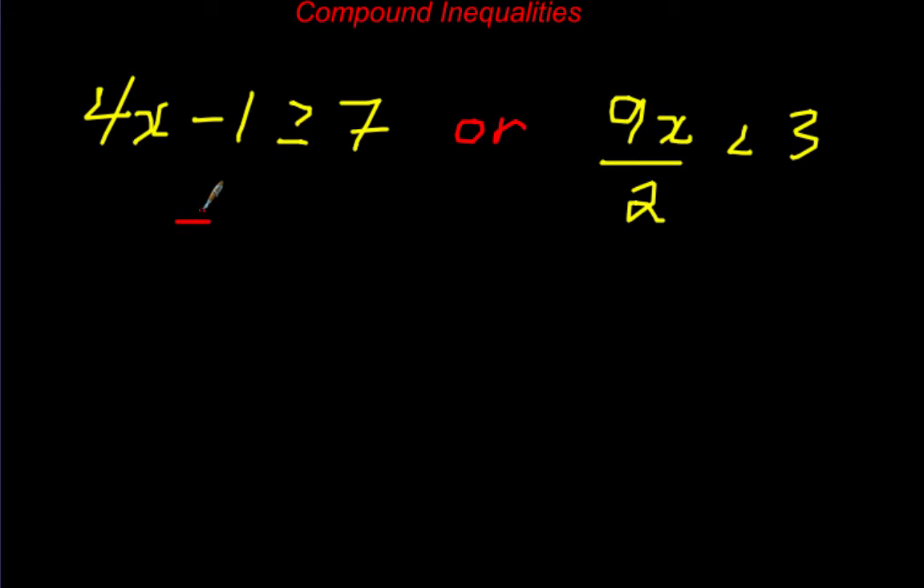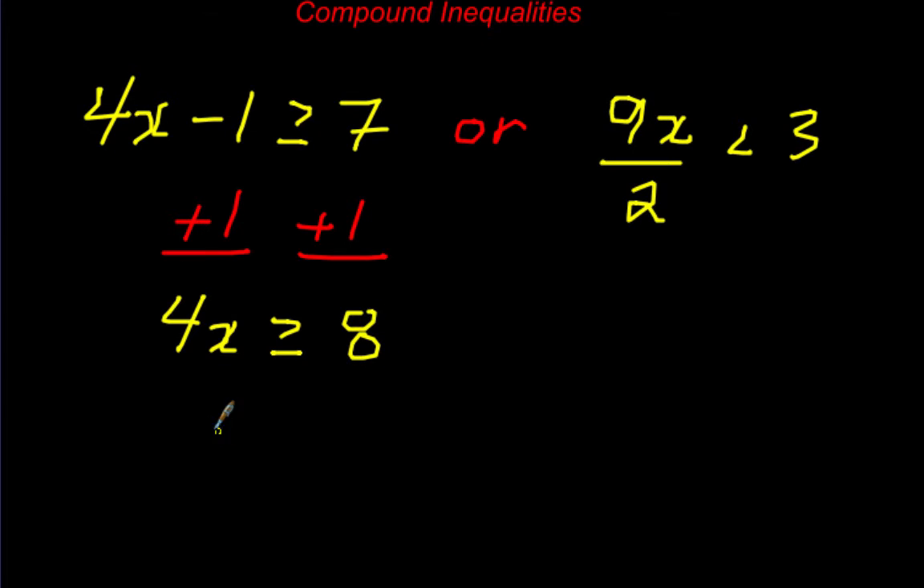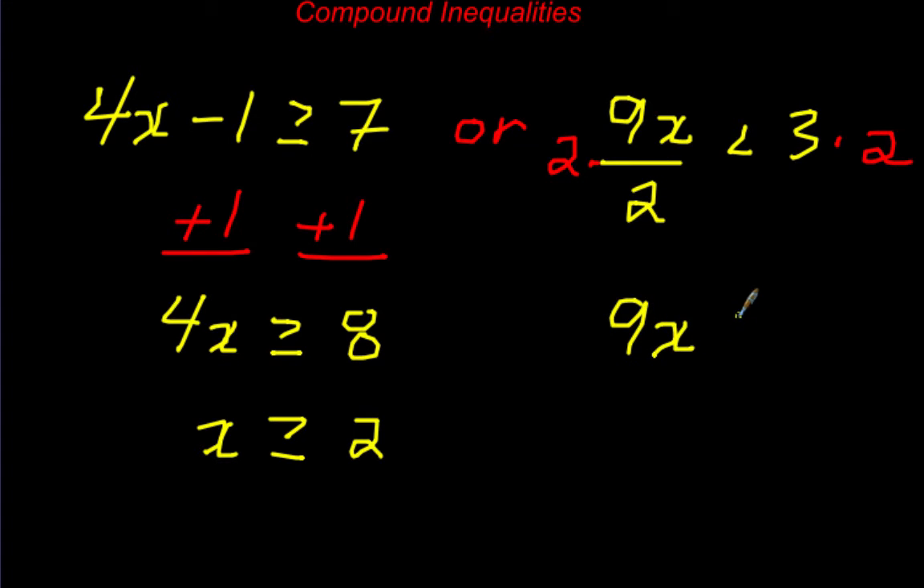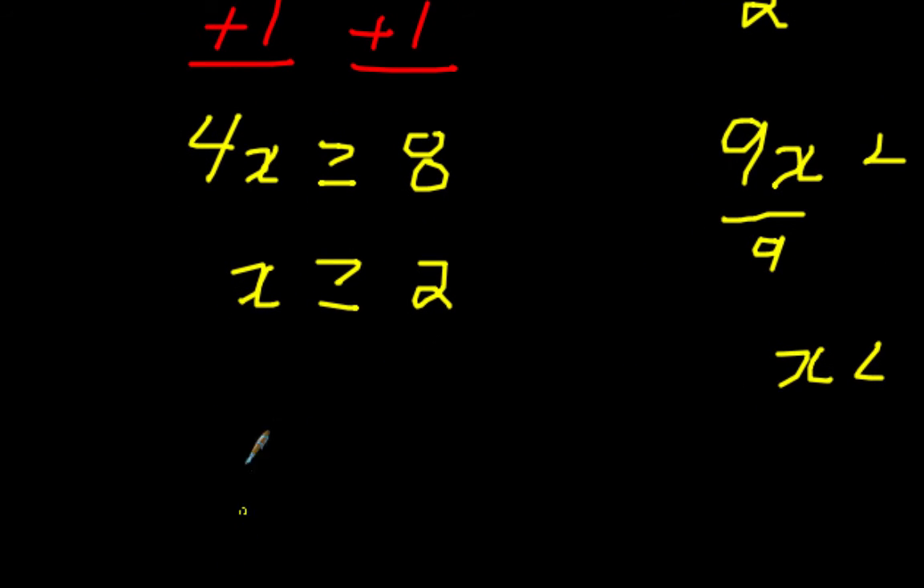So I can go ahead and solve these now. I'm going to solve by adding 1 to both sides, and so I'm left with 4x is greater than or equal to 8. And that means x is greater than or equal to 2. Or now I'm going to multiply everything by 2 to get rid of that fraction, and that's fine. There's other ways you can do this. So I get 9x is less than 6. I divide each side by 9, and I get x is less than 2/3. Okay, so those are my solutions.